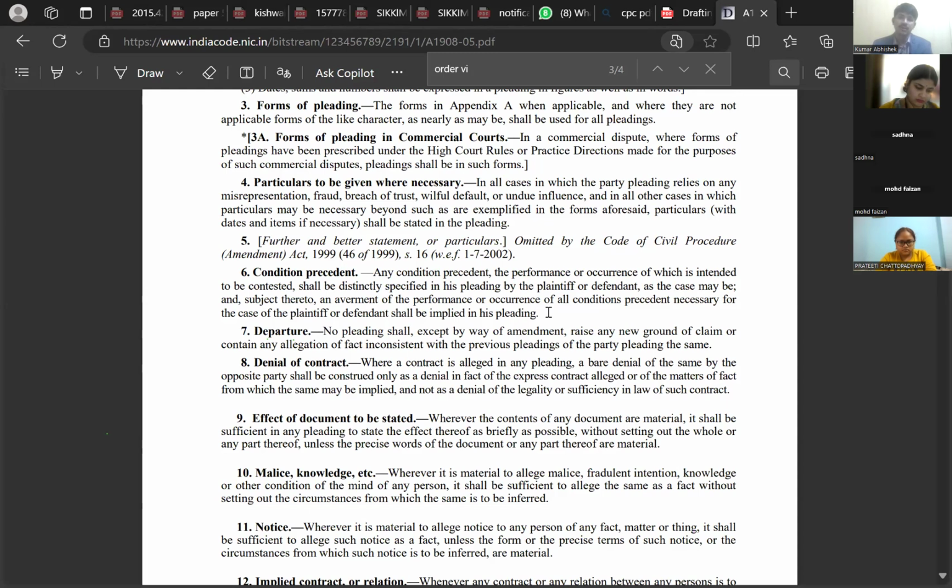Similarly, apart from the CPC, the state governments are empowered to make amendments in the CPC in their particular states. Then the high courts are empowered to make rules under the CPC. So if there is a condition precedent laid down under the rules as well, then also you have to follow that. And it may come from any other statute as well. It completely depends upon the facts of a particular case, what laws are applicable to them, what orders are applicable to them.